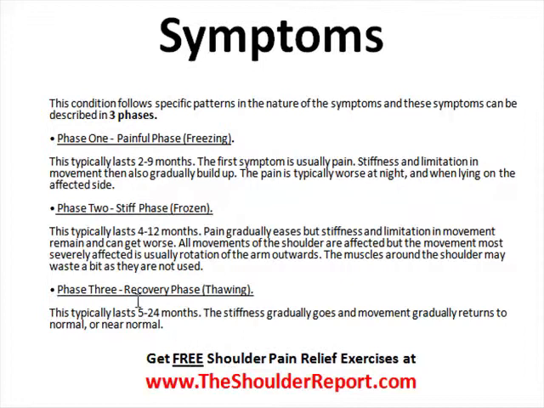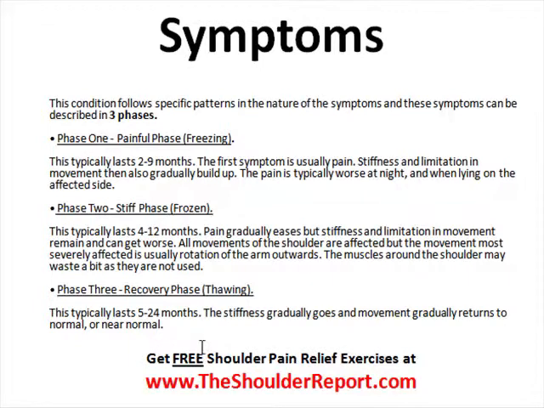The second phase, or the frozen phase, would last typically anywhere from 4 to 12 months. The pain gradually eases, but the stiffness and limitation in your shoulder movement can still remain or even get worse. The muscles around your shoulder joint may atrophy, and you may lose strength as well. The last phase, or the thawing phase, is usually 5 to 24 months.